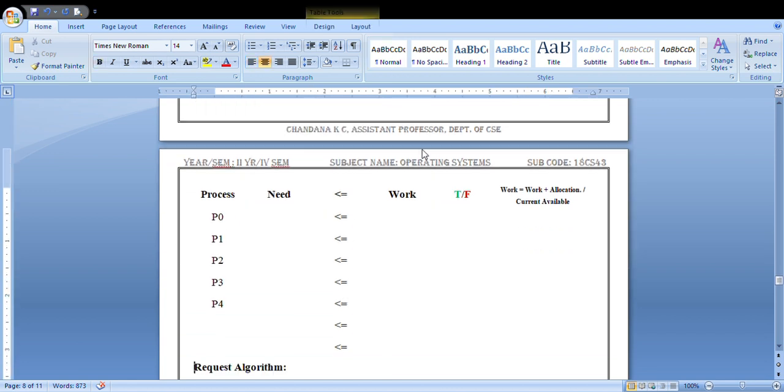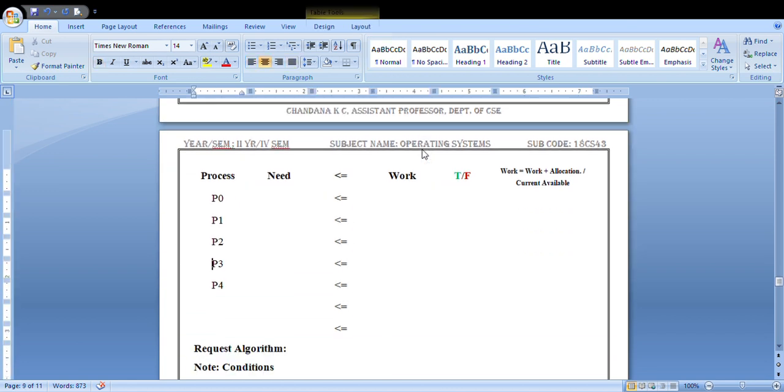As I explained in the previous example, you have to calculate for each and every process whether the sequence is in a safe state or not. So how are you going to calculate that? Need minus work. So what is the need value for your P0 process? It's 2011. What is the available value? It's 3211. Is 2011 less than 3211? Yes, the condition is true.